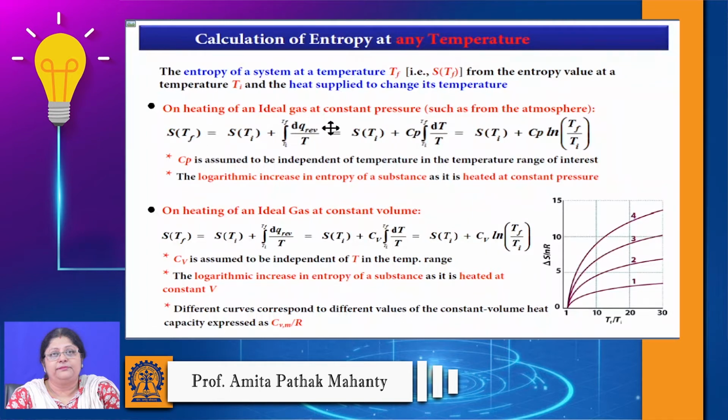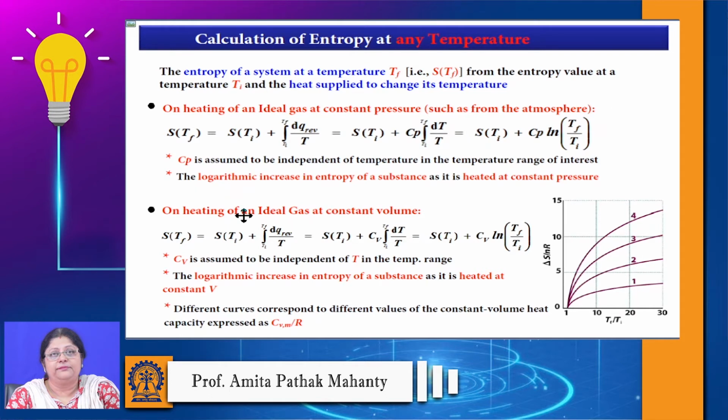On heating an ideal gas at constant pressure, how can you write this? You can write the initial temperature and the final temperature difference you are taking. If the initial value is given, then it is okay. Otherwise, you just say delta S for that particular system. If you are measuring Cp under constant pressure, this Cp should be constant over the range of temperature in which you are doing the measurements. And you see the entropy is going to change exponentially as you carry out the heating.